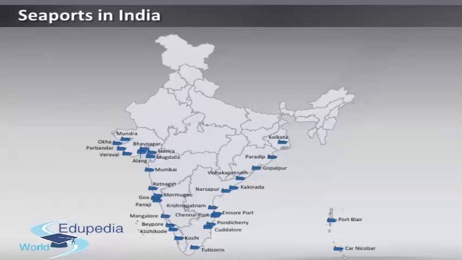Then we have Kamarajar Port or Ennore Port in Ennore, Chennai, then Kandla Port in Gujarat, then Kochi Port in Kochi, Kerala, then Mangalore Port, then Mormugao Port in Goa, Panaji, then we have Mumbai Port which is in West Mumbai, then Paradeep, Tuticorin Port. So all these are some major seaports in India. So just have a look at them in the map.